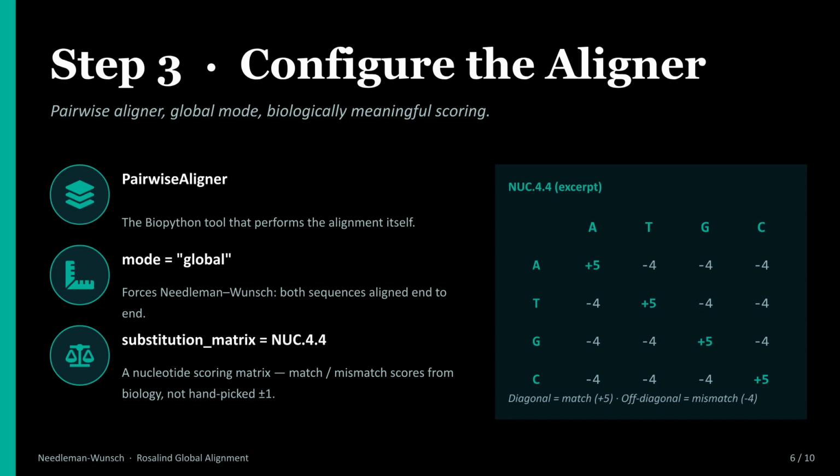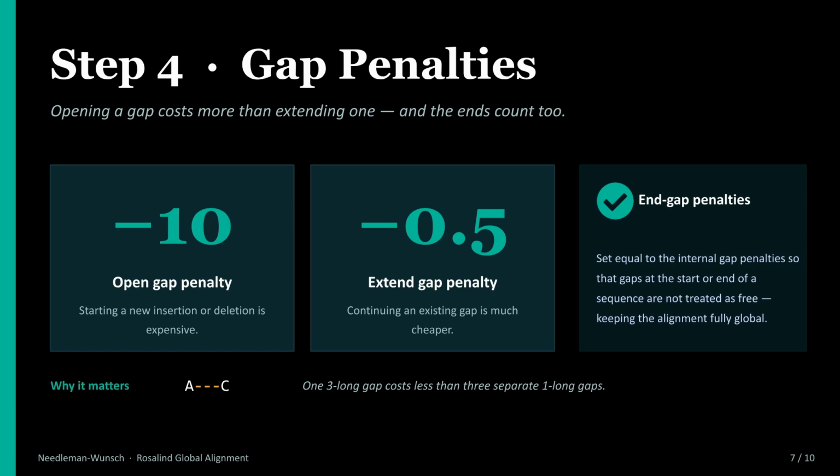After that, we define gap penalties. Opening a gap has a higher penalty, and extending a gap has a smaller penalty. This reflects the idea that starting a gap is more costly than continuing one. We also set penalties for gaps at the ends of the sequences. By keeping these consistent with the internal gap penalties, we ensure that the alignment remains fully global.